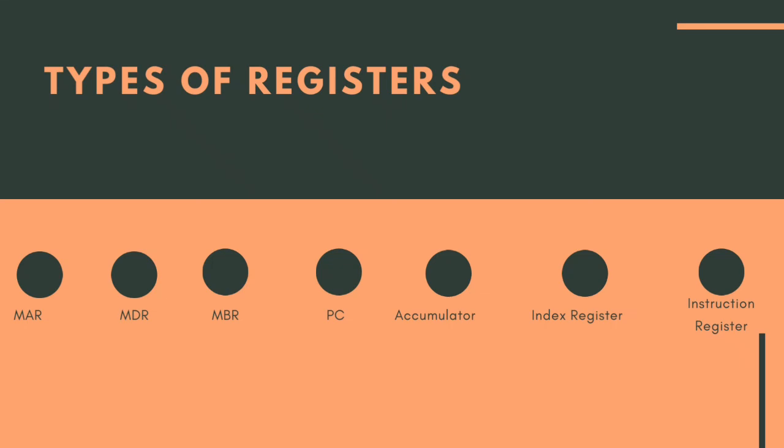We have types of registers. We have the MAR, the MDR, MBR, PC, accumulator, index register, and instruction register. In our next class, we'll be emphasizing more on these types of registers.